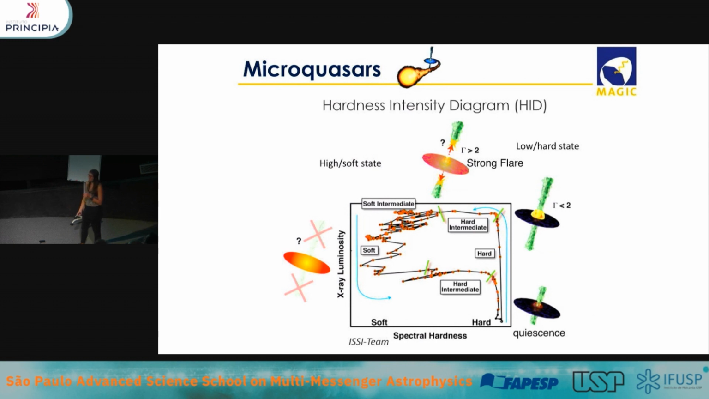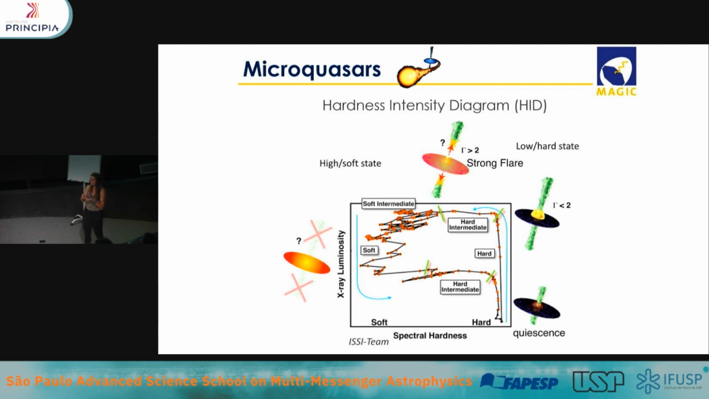A curiosity is about microquasars. Microquasars do not always have to have their jets active. There are some microquasars that do, but others display flaring emission, okay? And they follow this diagram. This is the luminosity in X-rays, and this is the spectral hardness. So when they start from this quiescent state, at some point the X-ray luminosity increases a lot. And there you have your jets, which are emitted. And then at some point your luminosity stays constant, but your spectral hardness starts to go softer and softer. And then your jets start disappearing. And then you start to come back to the previous state, okay?